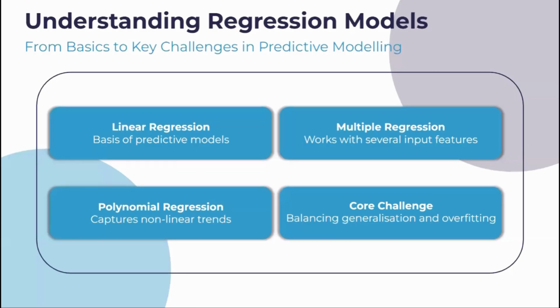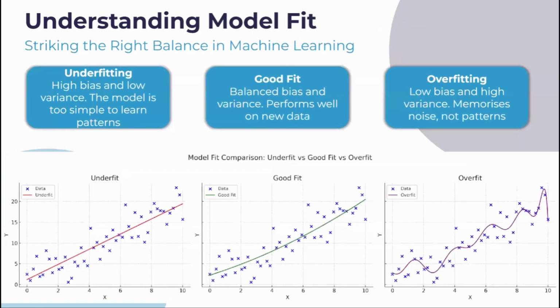Linear regression is the basis of predictive models. Multiple regression works with several input variables. Polynomial regression is a nonlinear trend-based workaround, so attaching penalties to them would be the next level. Balancing generalization and overfitting is the major challenge. Underfitting can be improved by adding more data points. For overfitting, we need to do regularization. So this is what we see from underfit to overfit to good fit.